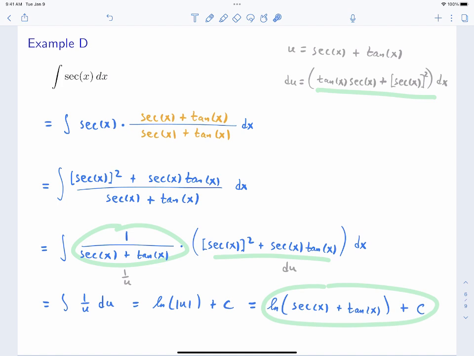And you can see that if you multiply by secant of x plus tangent x divided by secant of x plus tangent of x, then the derivative of the denominator is in fact the numerator. And so then you can use the substitution that we use here. And we end up with the integral of 1 over u du, which is the natural logarithm of the absolute value of u plus c, which is exactly this. But of course, I need to include my absolute values. Don't want to forget those.